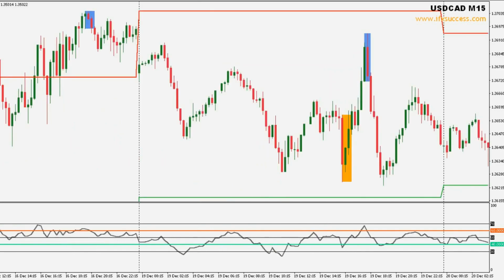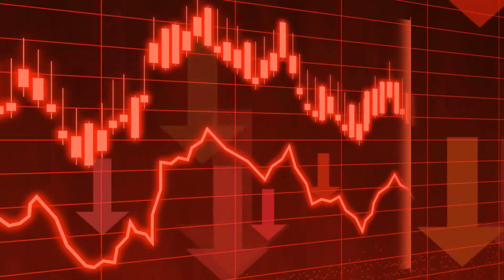Here is an example where price did not hit yesterday's low. The bullish block was formed and it gave out a few pips. Notice the divergence there?